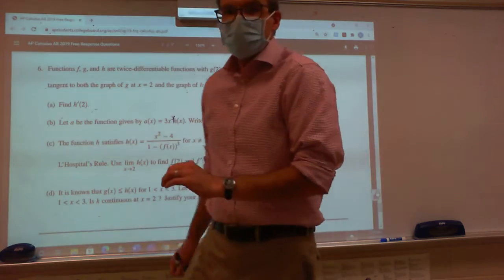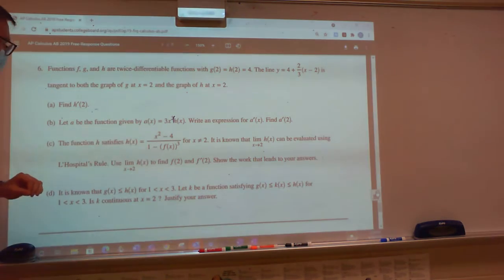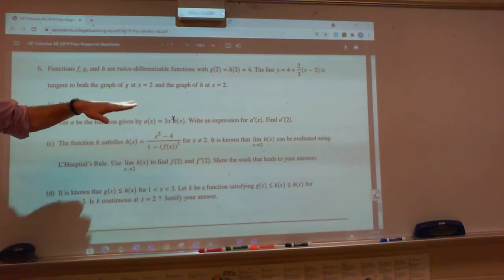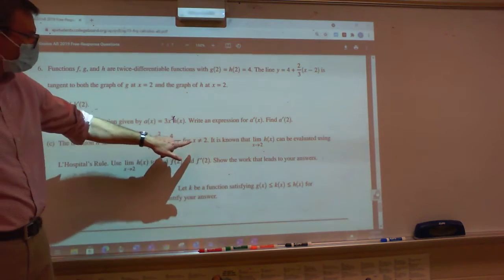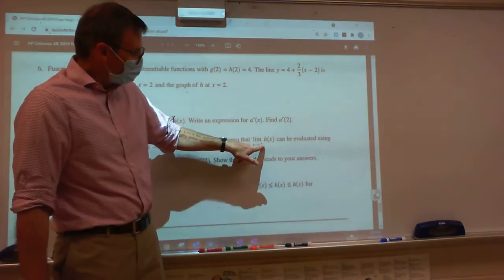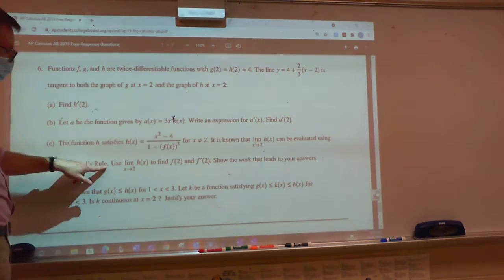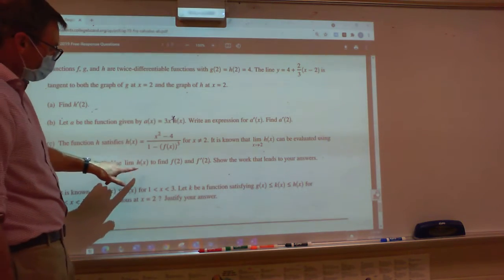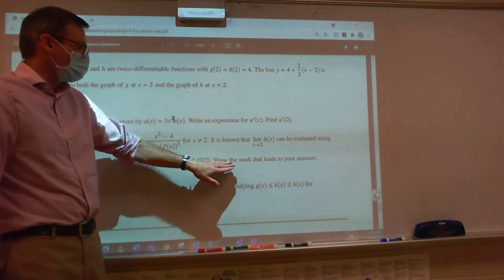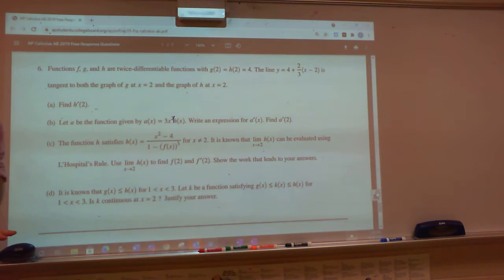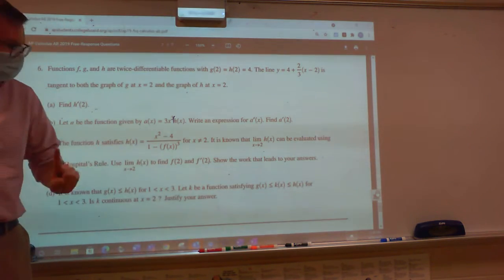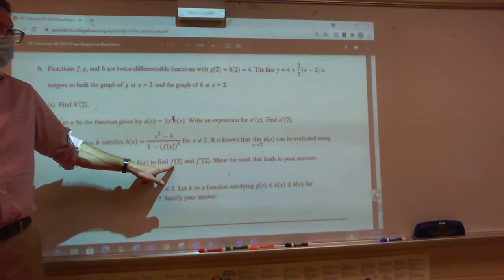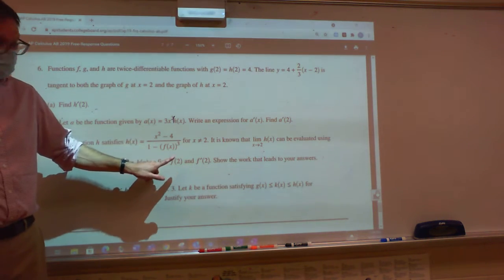But let's talk about C for just a second. So function h satisfies this, right? So h is equal to this mess that uses f of x. It is known that the limit as x approaches 2 can be evaluated using L'Hopital's rule. Find f of 2 and f prime of 2, and show the work that leads to your answer. So to be very honest, I had issues finding this, so I will find that later.